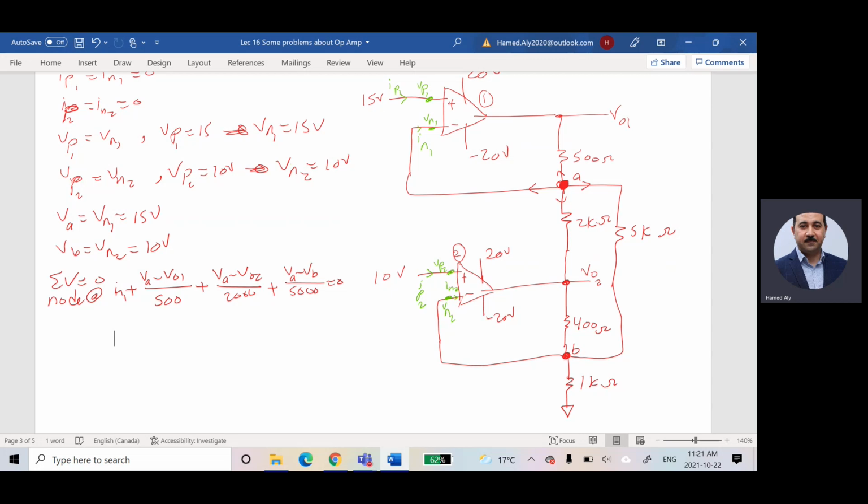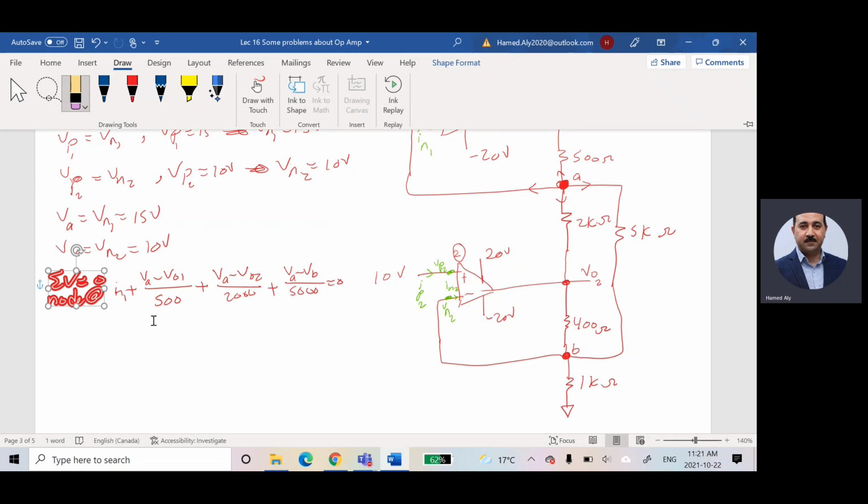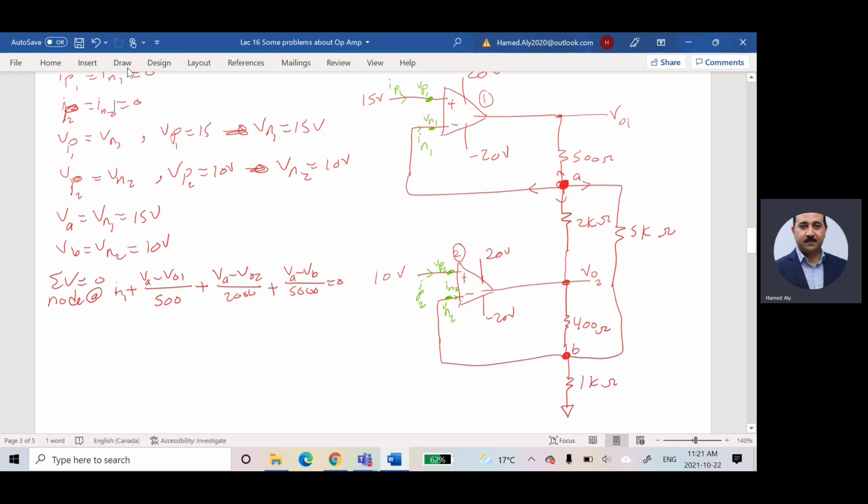Any question for equation number 1, guys? Any question? Yes. So, I wrote summation I. I said summation I, but probably I wrote V. I'm sorry. Thank you, my friend.